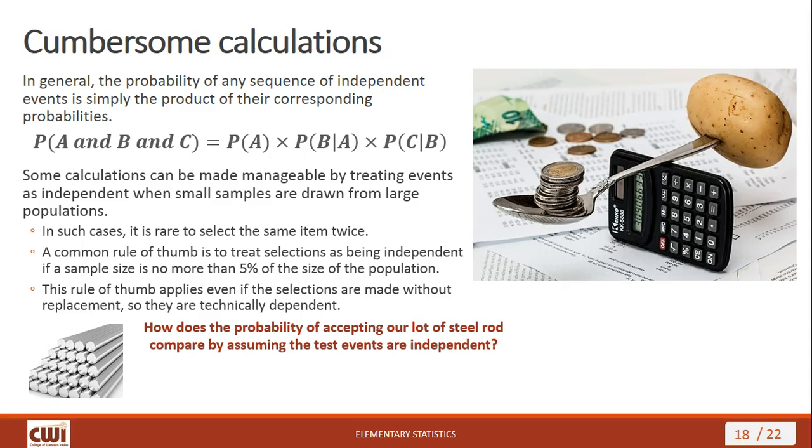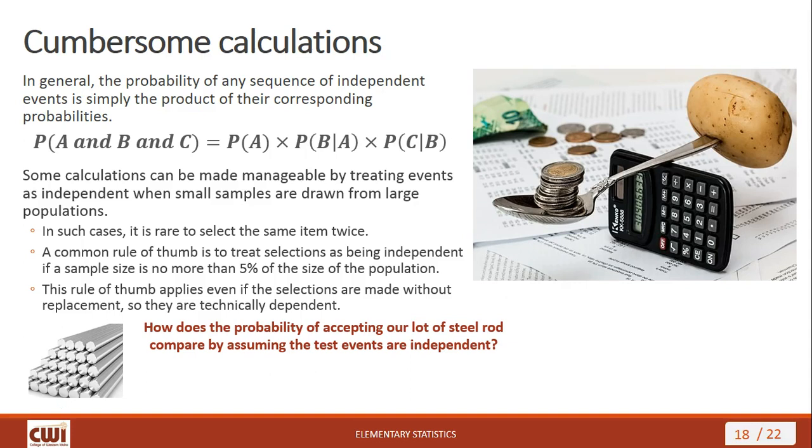How does the probability of accepting our steel rod lot compare by assuming that the test events are independent? So supposing that we assume that the events are independent, how does that make the calculation simpler? Well, first, if you actually look at what we were doing, 5 rods out of a lot of 1,500. 5 divided by 1,500 is 1/3 of 1%. So we're not exceeding that 5% limit. So our sample's small enough to where we can assume the events are independent, even though they're in actuality dependent.